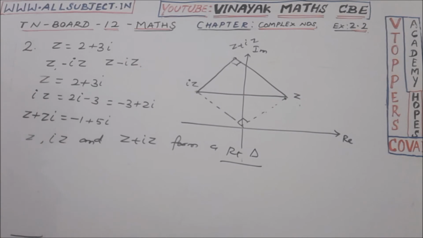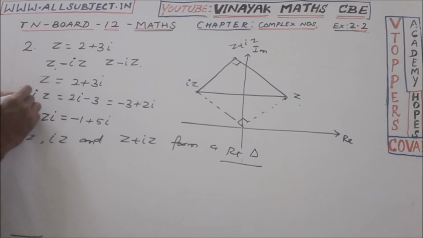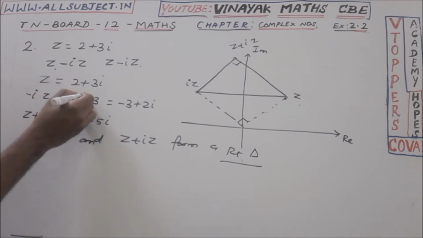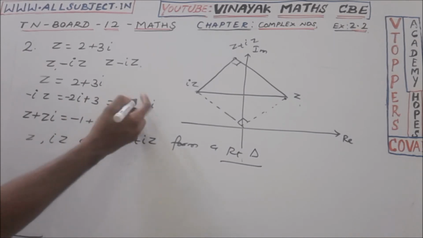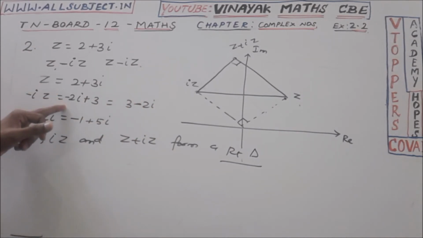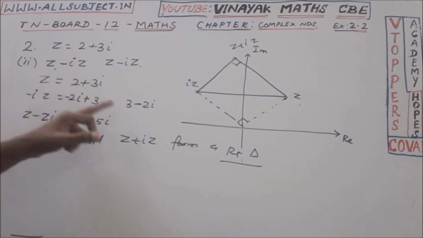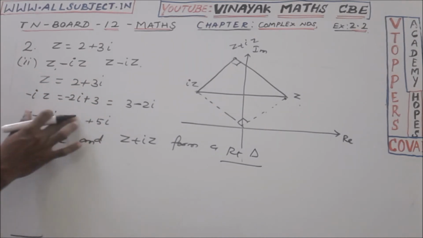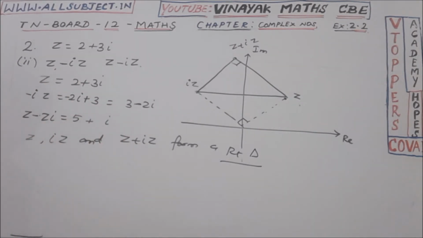Now z is 2 plus 3i, minus iz is multiplied by minus i, so minus 2i plus 3, that is equal to 3 minus 2i. Multiplying by minus i gives this result, and then z minus iz will be equal to, this is the second subdivision, the sum of these two: 2 plus 3 is 5, and 3 minus 2 is 1i, so 5 plus i.